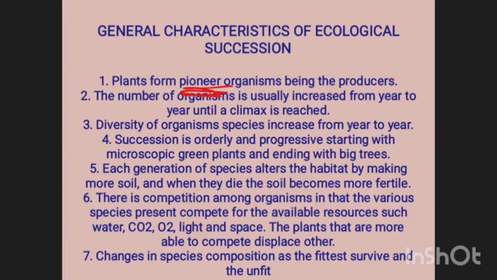Those little grasses, first as pioneer. So it's from those little grasses that we start having those various kinds of trees and all that at the later end of it. So the plants form pioneer organisms, being the world's producers.